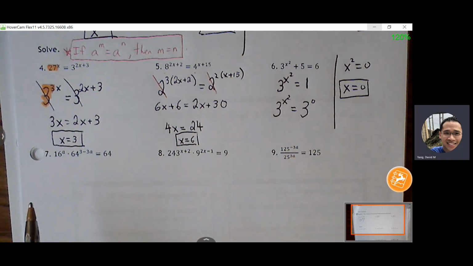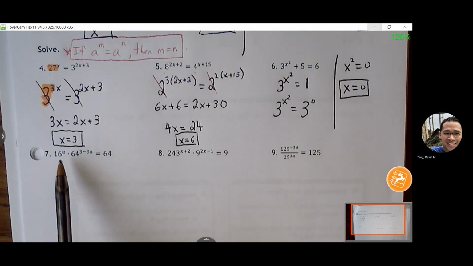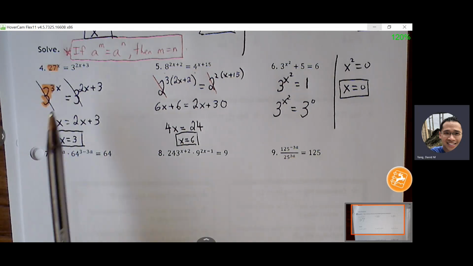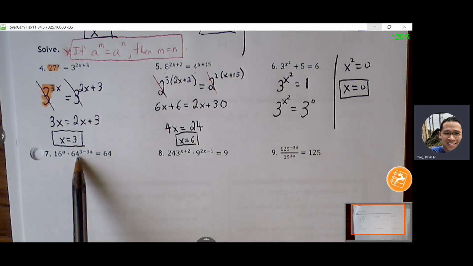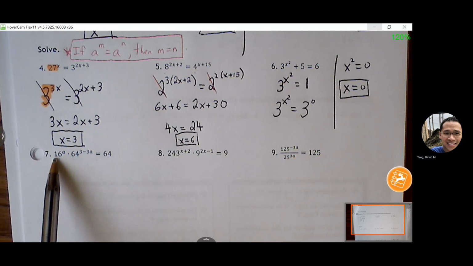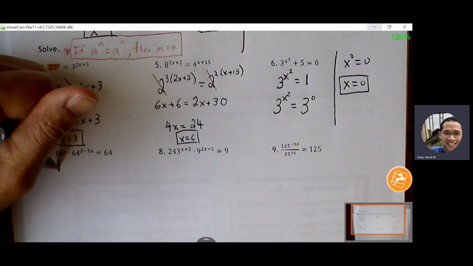Okay, 7 through 9 is a little bit different. We have a little bit more going on than before, but I guess the idea is the same. We still want to get everything in terms of the same base. So what do you think is a number that can be used as a base that can produce 16 and 64? 4, yeah, 4 is good. So I can represent 16 as 4 to the second.